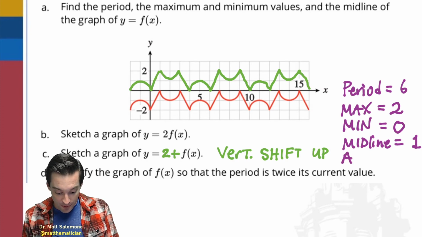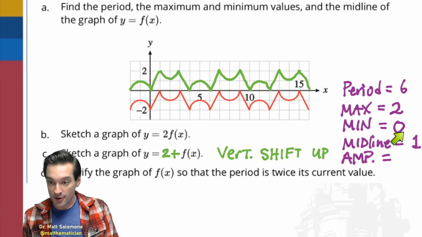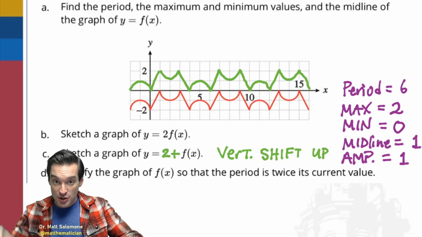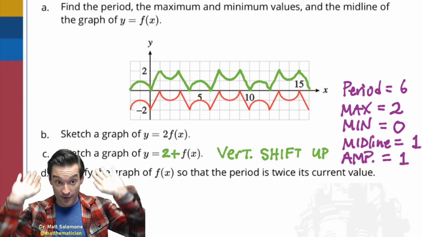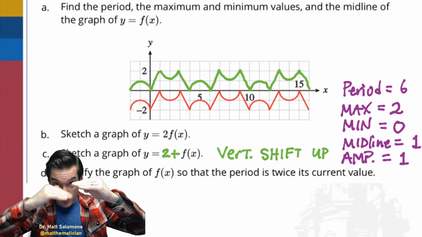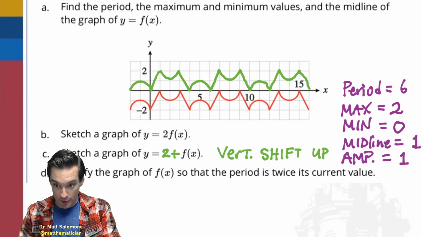But the amplitude, because it's a measurement of distance, half the distance between the min and the max, 2 minus 0 divided by 2, that amplitude actually remains the same. So when I shift a periodic function vertically, I'm not changing its amplitude, which is half the difference between the max and the min, but I am moving the midline itself, right, when I do a vertical shift.